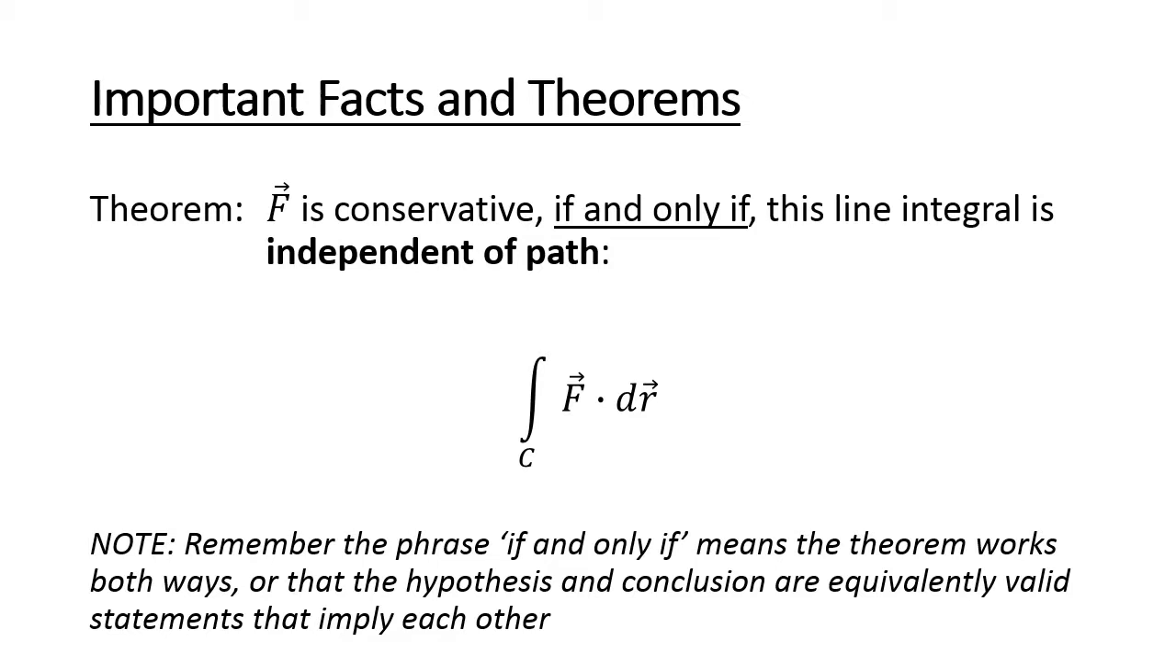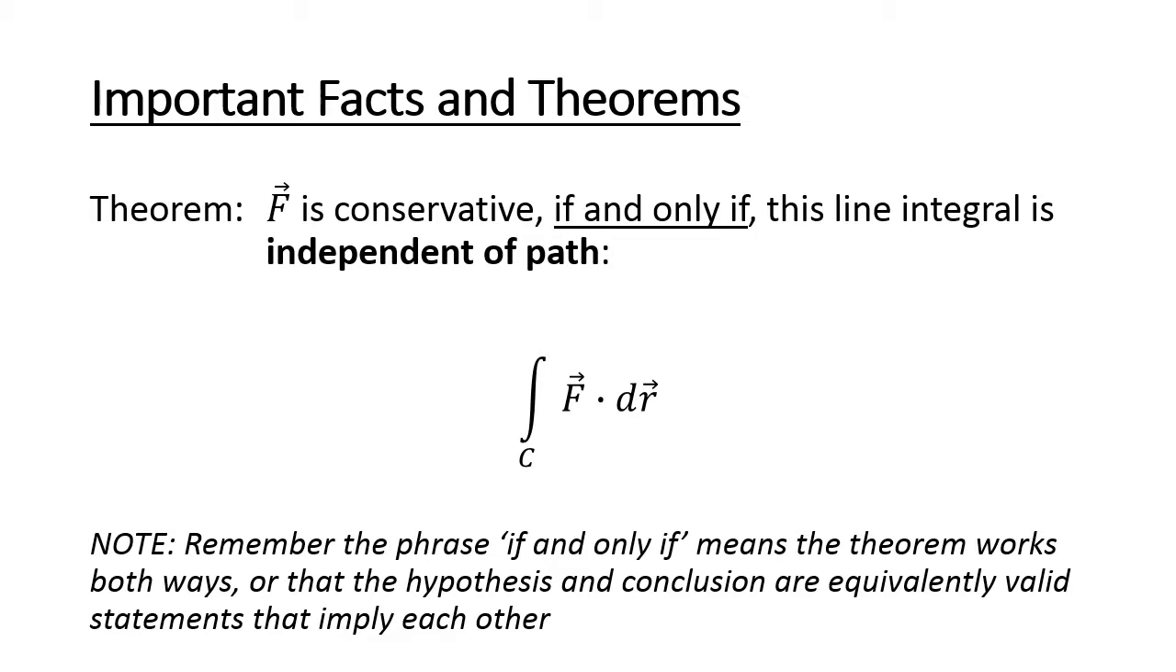Remember, though, when I use that phrase, if and only if, it means the theorem is going to work both ways. It means essentially that the converse is going to be true, meaning I can start with the hypothesis and get to the conclusion, or I can start with the conclusion and get to the hypothesis. They're going to be equivalently valid statements.